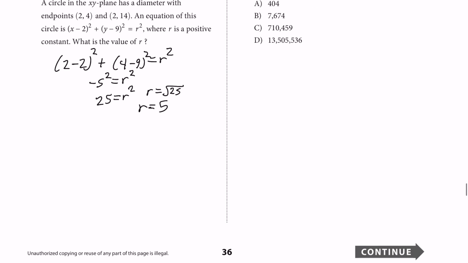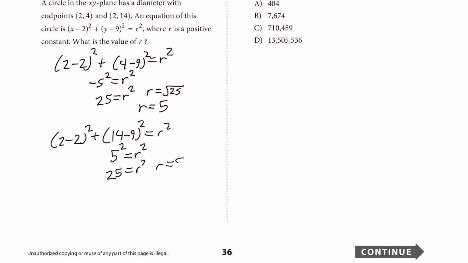And just to check, we can also plug in (2, 14) and do the same thing. We still get (2 minus 2) squared plus (14 minus 9) squared equals r squared. This is 5 squared equals r squared. Same thing, 25 equals r squared. R equals 5. All right, so I think we're going to leave it off there for part 2.